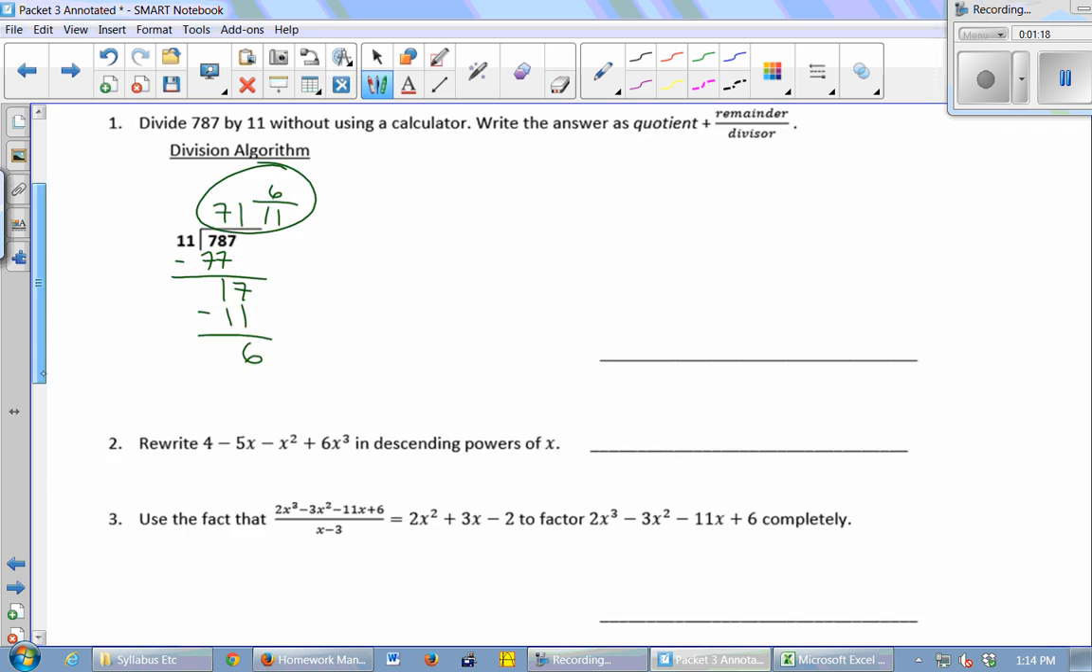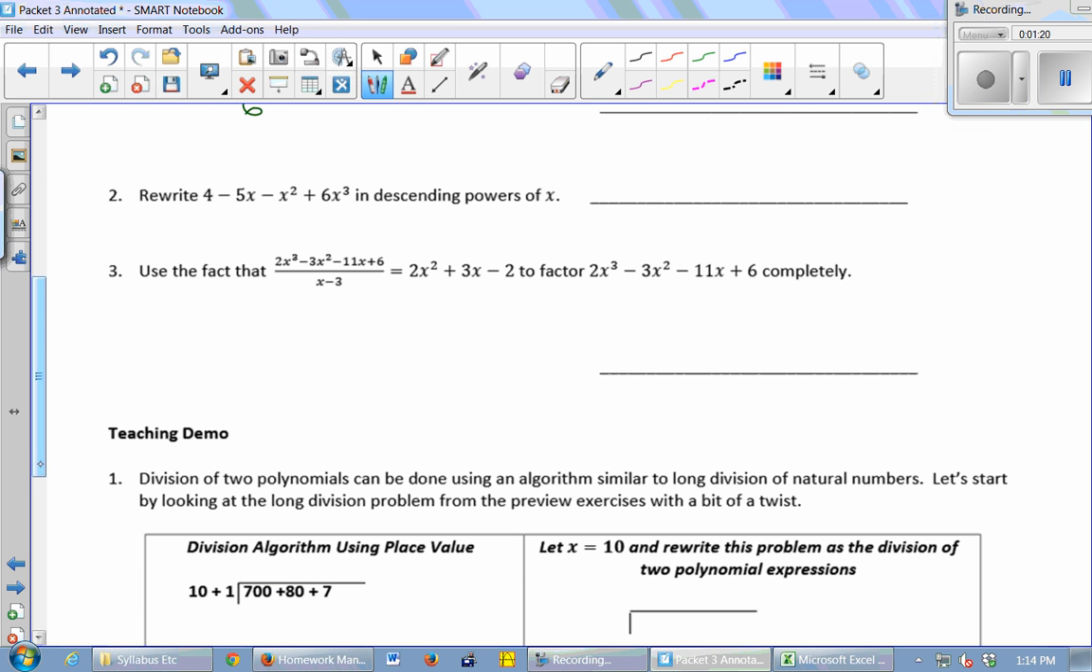Okay. Number 2, rewrite in descending powers of x. That just means put the term with the largest x power first. So we're going to have 6x cubed. And then the next term is going to be minus x squared. And then minus 5x plus 4.